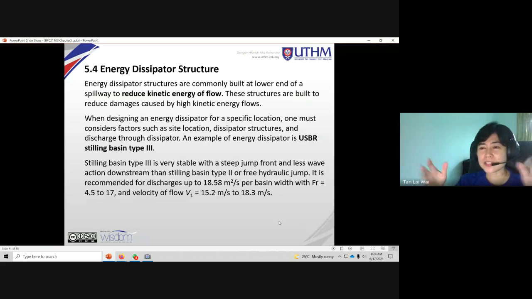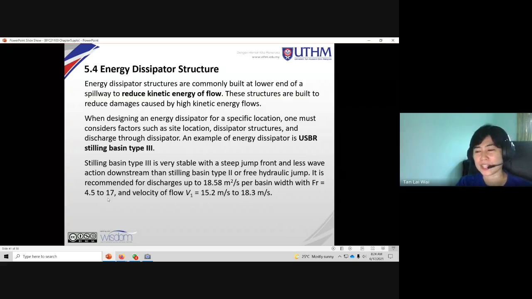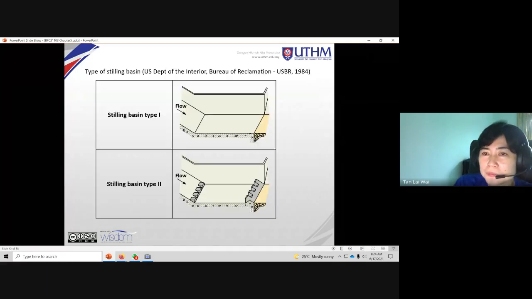This is the average, with a Froude number of 4.5 to 17. It could be higher. There are different types of stilling basin that can accommodate higher flow.